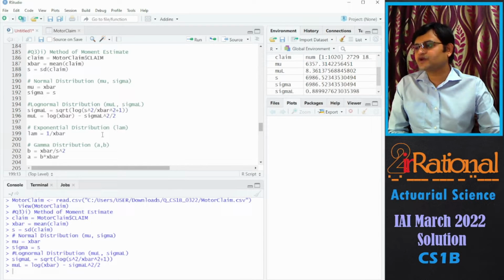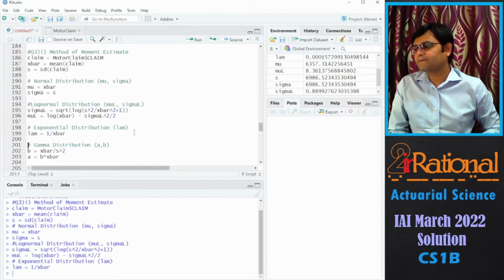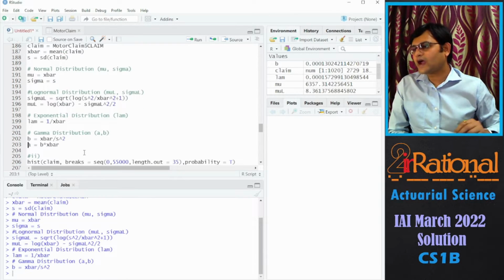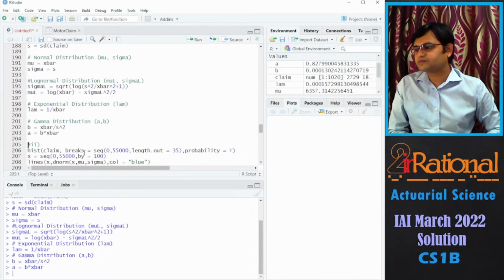For the exponential distribution, we know our lambda is going to be 1 by the x bar. Here we go. And for the gamma distribution, I have taken a comma b, where b is going to be our x bar by s square and a is going to be b into x bar. Okay, so here we have all of the parameters of these four distributions.